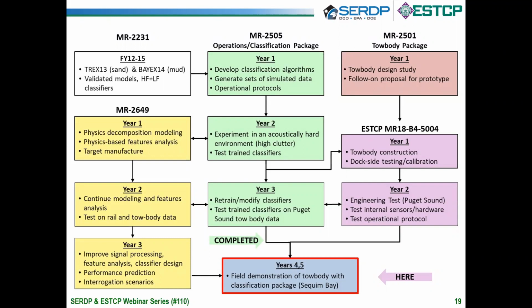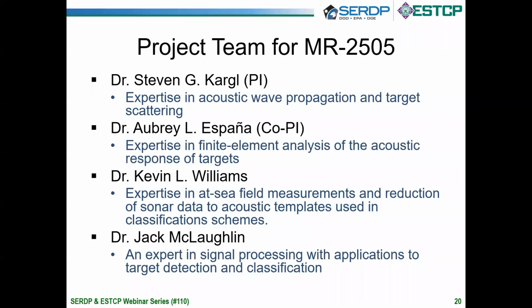Now, this is a flow chart of principally the last 5 years of what we have done. And what I'll be talking about today is highlighted in the green box, particularly year 3. And then in the second half, I'll be talking about the ESTCP MR18 B4 5004 program, which is how we are transitioning the basic research into an applied platform.